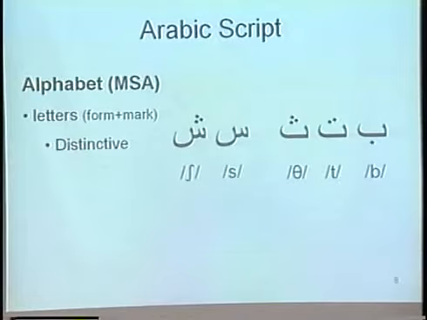So a basic letter is constructed by combining a dot or a letter mark together with the letter form. For example, these three here have the same basic shape for the letter form, but they have three different types of letter marks. And that's how you distinguish between B, B, T, and Th. So these are different phonemes, they're different graphemes, they're basically different letters.